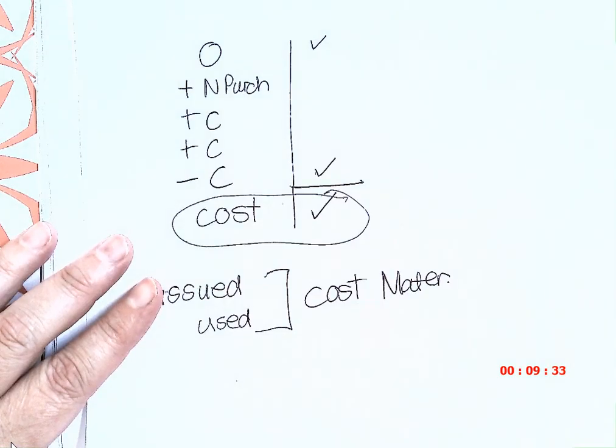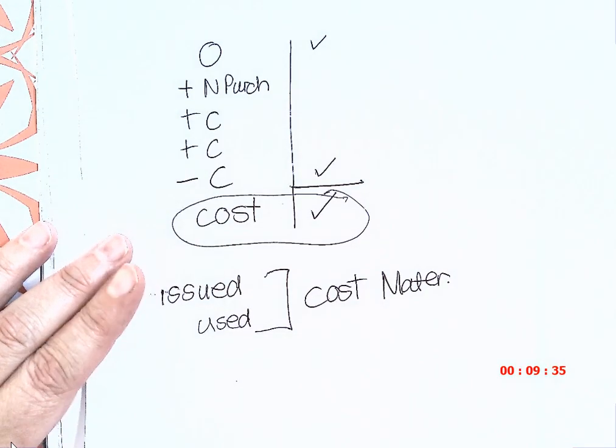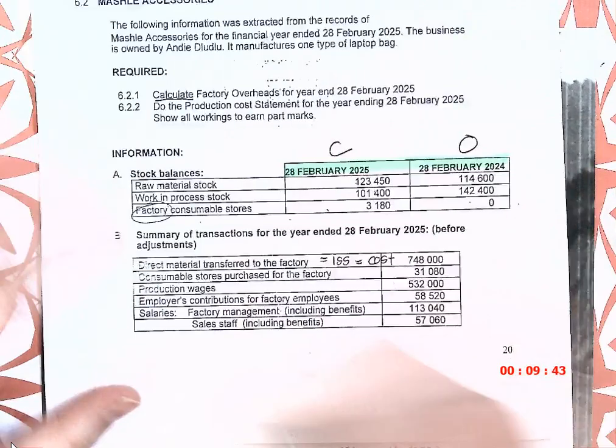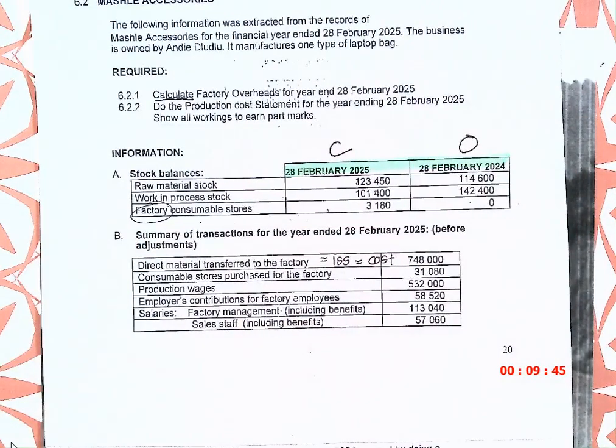So all of the calculations are done. That's not the point of giving us opening and closing, and they always do it. Sometimes they will even give you finished goods. They want to confuse you because they want to test that you understand the concepts. I didn't set this up. I got it from old papers.